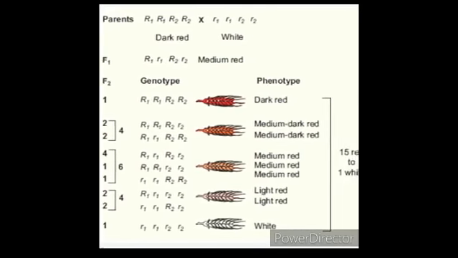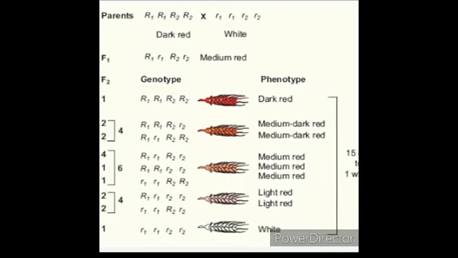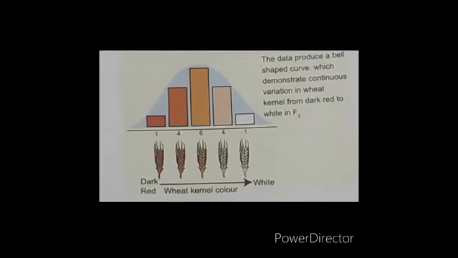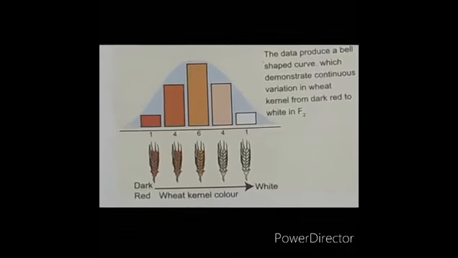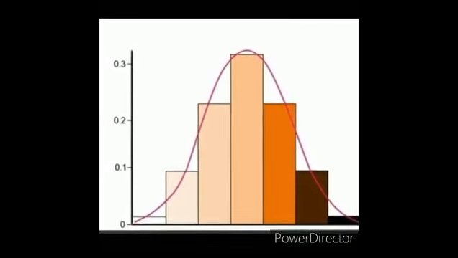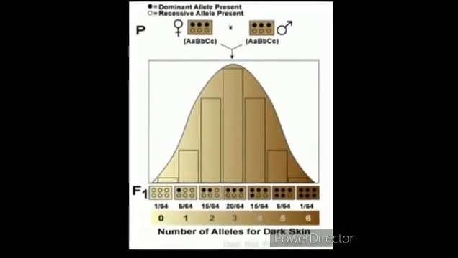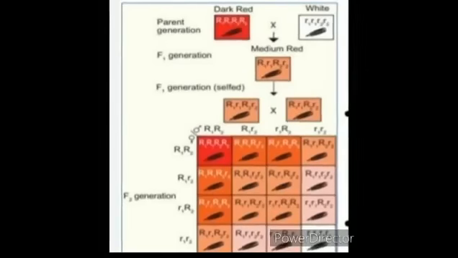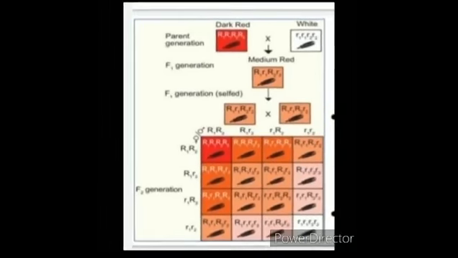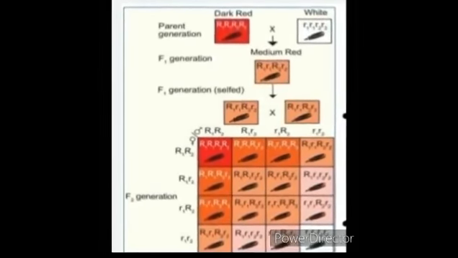The R alleles act in an additive manner, producing red kernel color to white color. The number of genes with red intensity is plotted in a bell-shaped curve, which demonstrates the continuous variation. So, in F2 generation, dark red to white color is obtained. Finally, he concluded that the loci were not linked and the genes assorted independently.